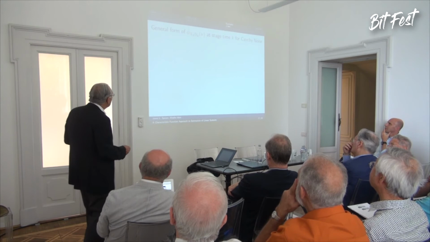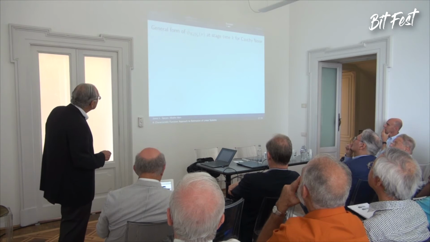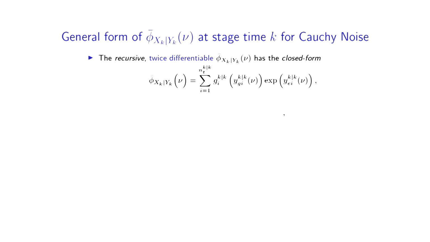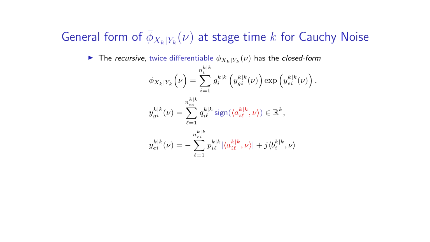Okay, so if we look at the form for the Cauchy noise, which I've spent some time on, here I've got a structure which is in closed form. It turns out that in this particular case, it's recursive. This function phi over here is twice differentiable, and it's in closed form. So this form repeats over and over again in the same structural form for every measurement and for propagation.